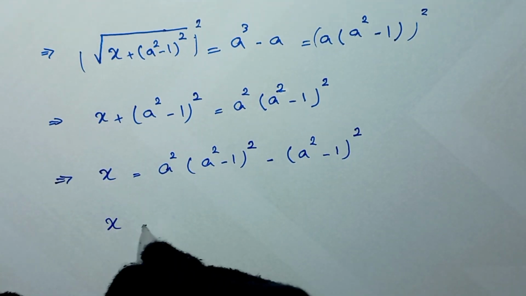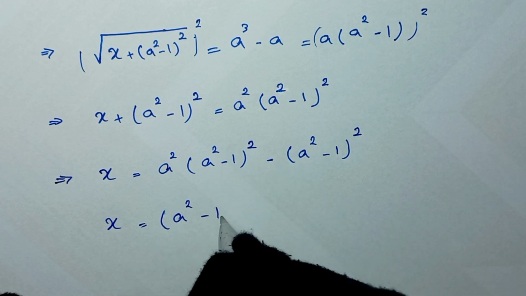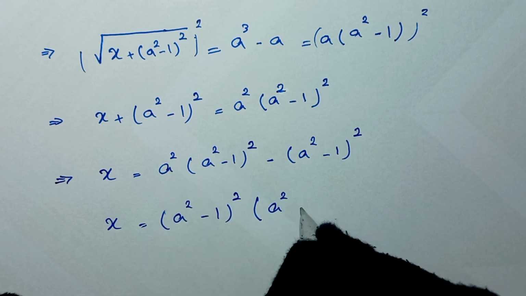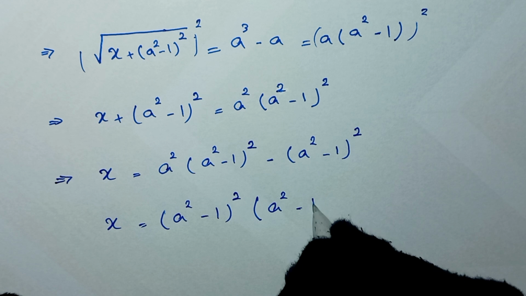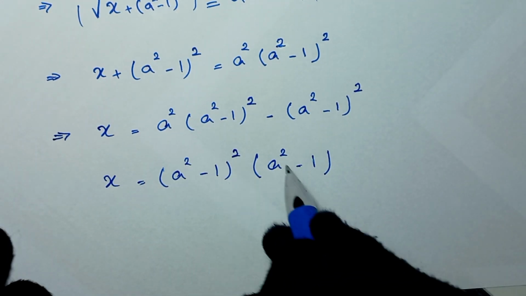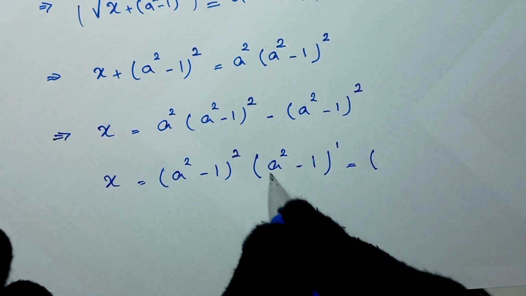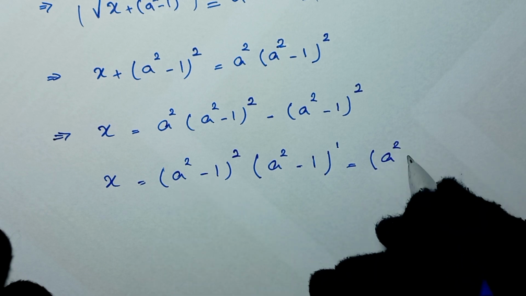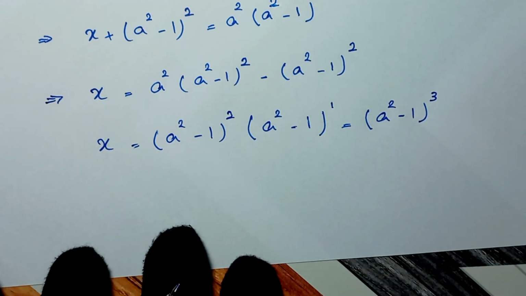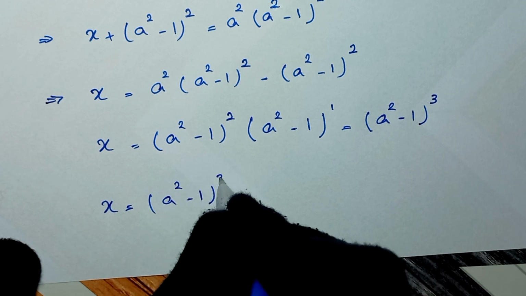And it will be x is equal to, a square minus 1 to the power of 2 is common, so we factor a square minus 1 to the power of 2. And from this part, we have a square, and from this part, we have negative 1. So, a square minus 1 to the power of 2 times a square minus 1 to the power of 1, right, this is power of 1, is equal to, the bases are equal, so we can write a square minus 1 and add these powers, and it will be to the power of 3. So, x is equal to a square minus 1 to the power of 3.